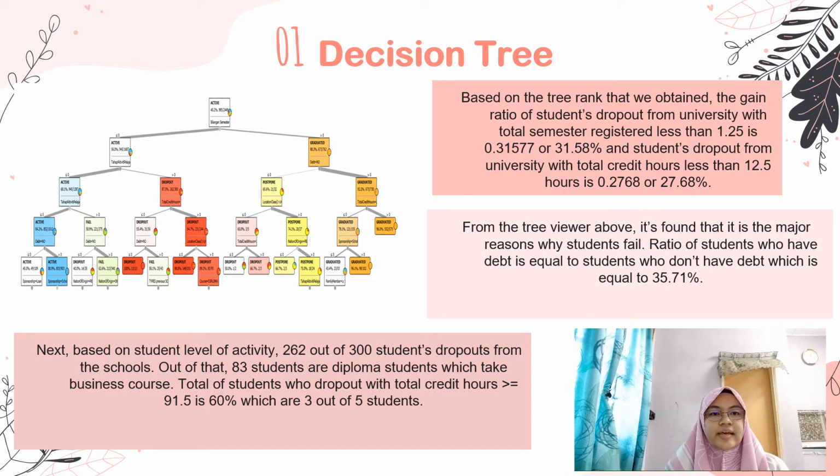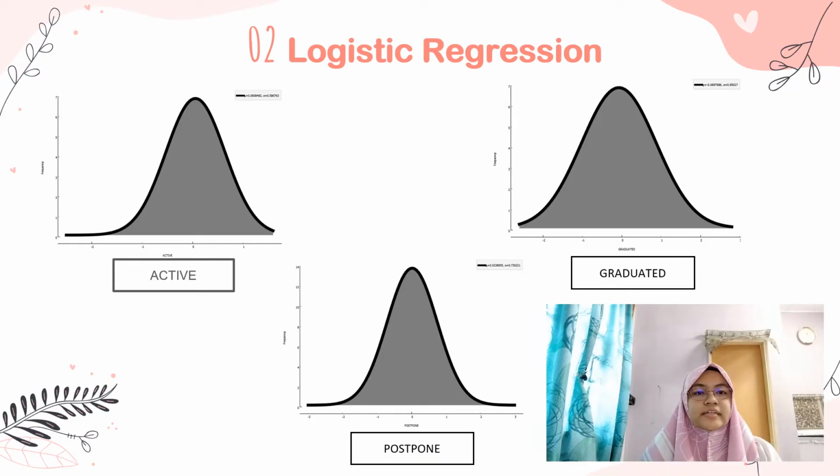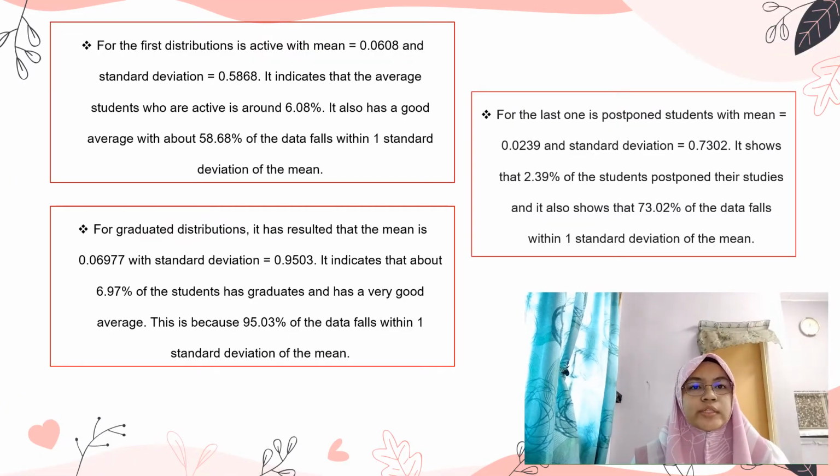The ratio of students who have debt to students who do not have debt is 35.71%. The graph below shows the regression of the students who are active, which includes active, postponed, and graduated students. All of these three distributions show a good average.